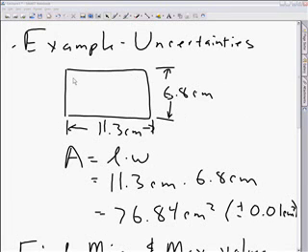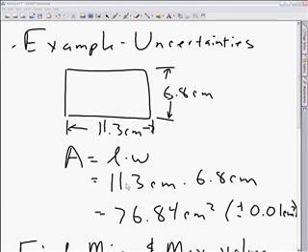So let's say we have some sort of area here that measures 11.3 centimeters wide, 6.8 centimeters tall, or in length and width, and we're trying to find the area. And more specifically, what's the uncertainty in the area if we know this one is 6.8 and this one's 11.3. So the area is given by this formula, A equals L times W, or length times width, right?